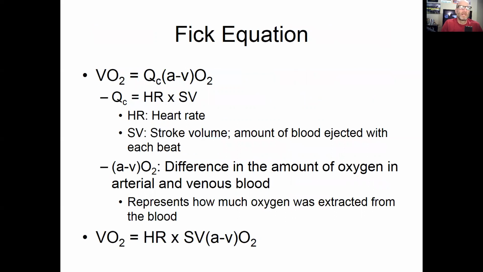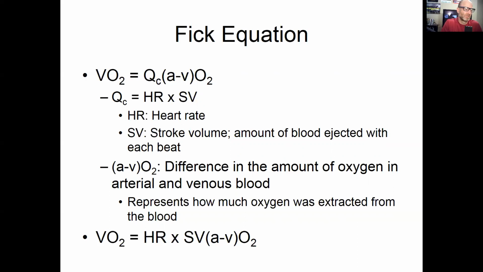So the next graph I'm going to show you is predicated on the Fick equation. You should know this. Rate of oxygen consumption is equal to the product of cardiac output and AVO2 difference. Cardiac output being heart rate, how fast the heart's beating, stroke volume being the amount of blood ejected with each beat. AVO2 difference being the amount of oxygen extracted by the blood.